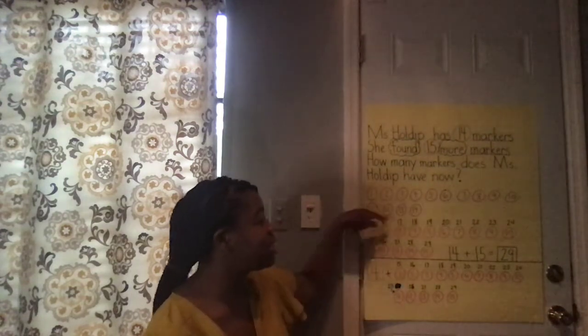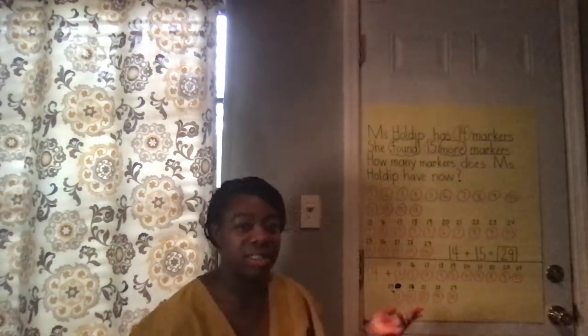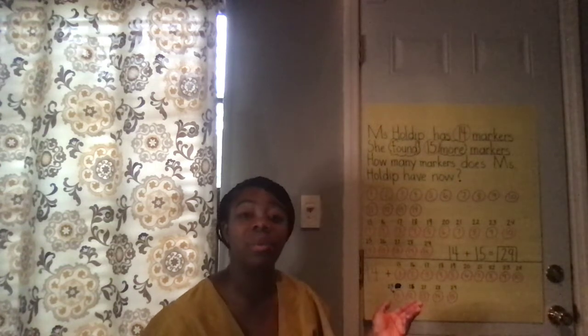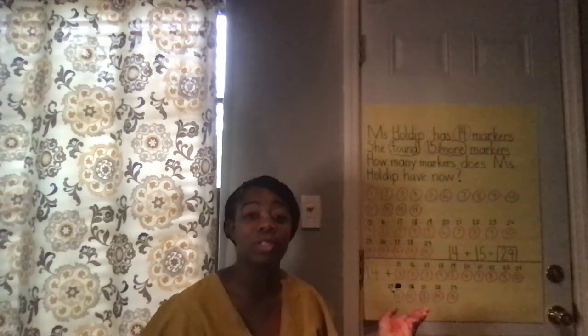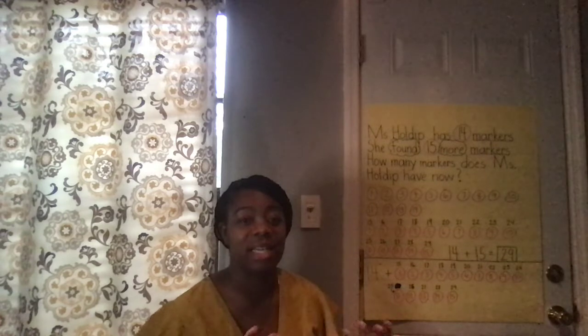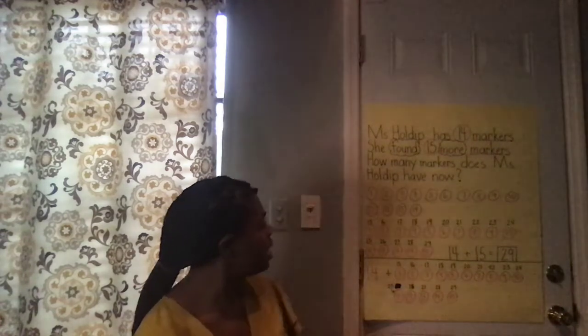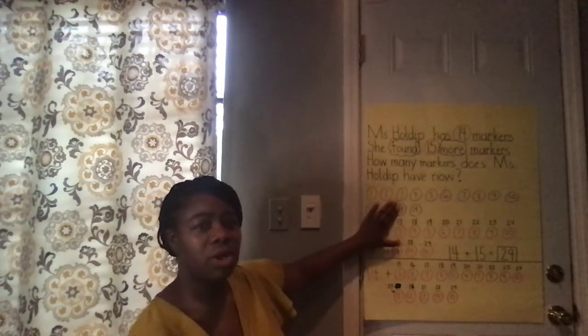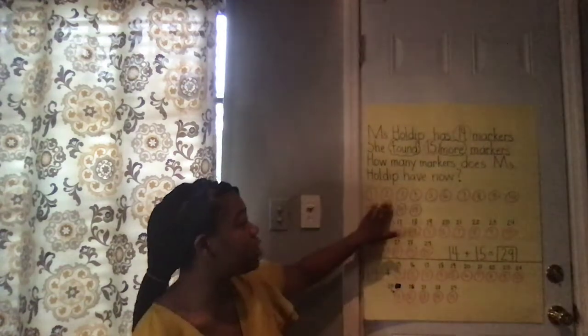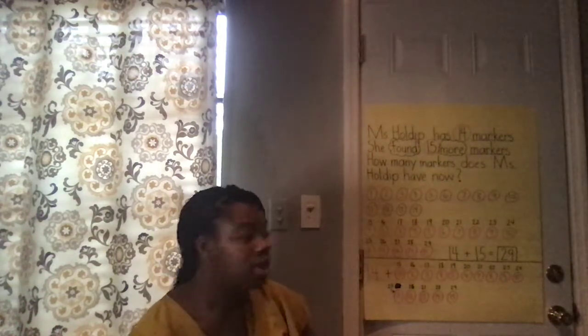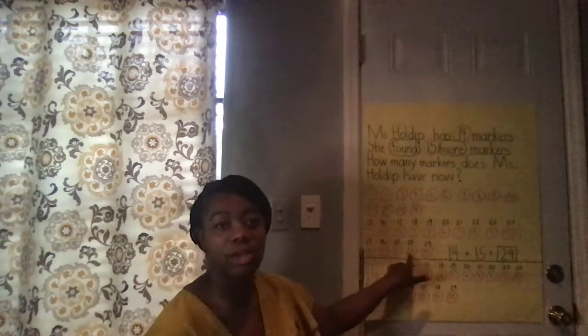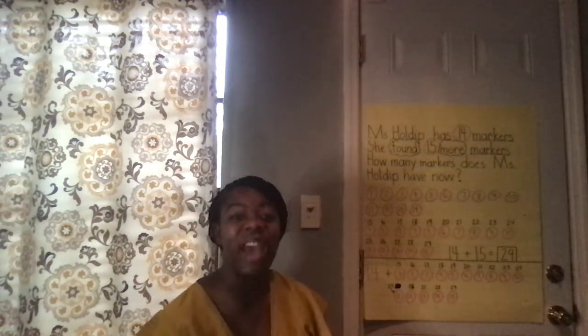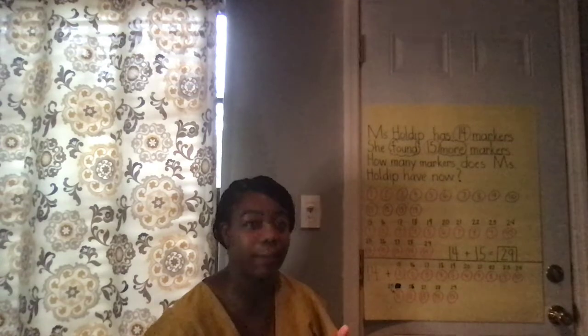Now, parents, I want you to take a look at our strategies. I'm going to introduce to you some other strategies today that you can use to solve this problem that will build their base 10 knowledge. So, I'll go through this one quickly. You all know this one where you have your circles to match the amounts. At first, you see 14 circles to represent the 14 markers that Miss Holdup had at first. Then you make 15 circles to represent the 15 that she found, or the 15 that she's getting.